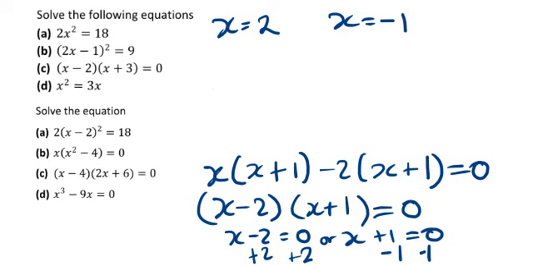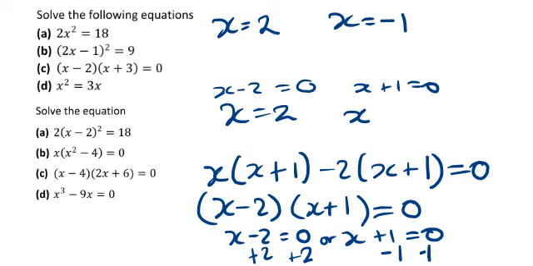Or we can just say, when we have x minus 2 is equal to 0 and x plus 1 is equal to 0, we can just say negative 2 comes to the other side, it will be positive 2. Positive 1 comes to the other side to be negative 1. So it's just one and the same.